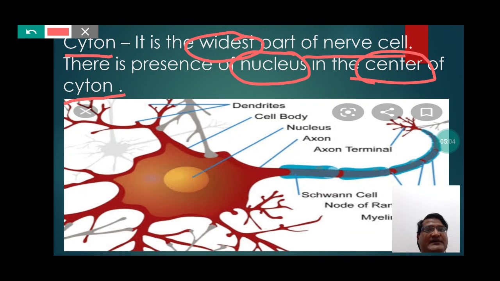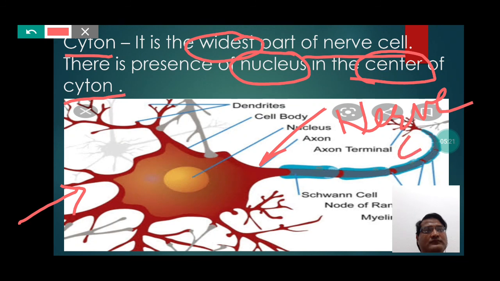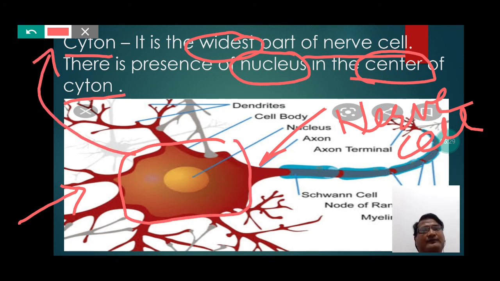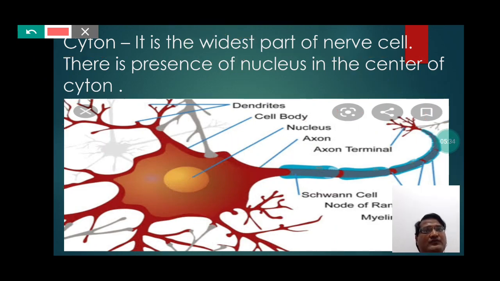So students, let's understand cyton with the help of this picture. Students, here you can notice that this is the diagram of a nerve cell. And in this nerve cell, you can find that the widest part is that of the cyton, and in the center of which you can also find the presence of nucleus. This is the nucleus, students, in the cyton, which is the widest part of the nerve cell.